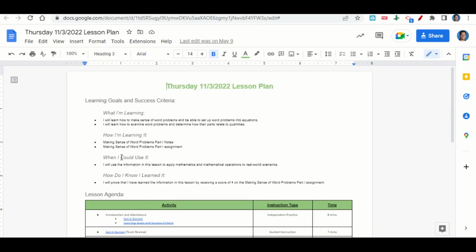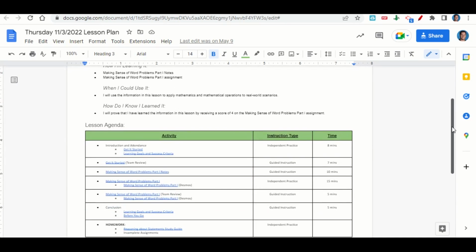First, what are we learning? We're learning how to make sense of word problems and be able to set up word problems into equations, and how to examine word problems and determine how their parts relate to quantities. How are we learning it? Through the Making Sense of Word Problems Part 1 notes and the Making Sense of Word Problems Part 1 assignment. When can we use this information? To apply mathematics and mathematical operations to real-world scenarios. How do we know we learned it? By getting a score of 4 on the Making Sense of Word Problems Part 1 assignment.